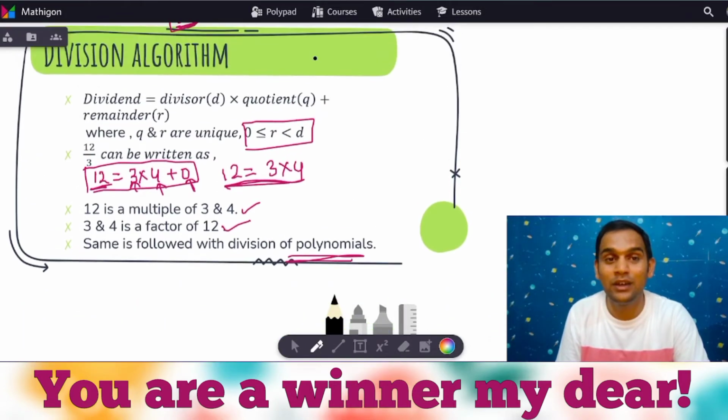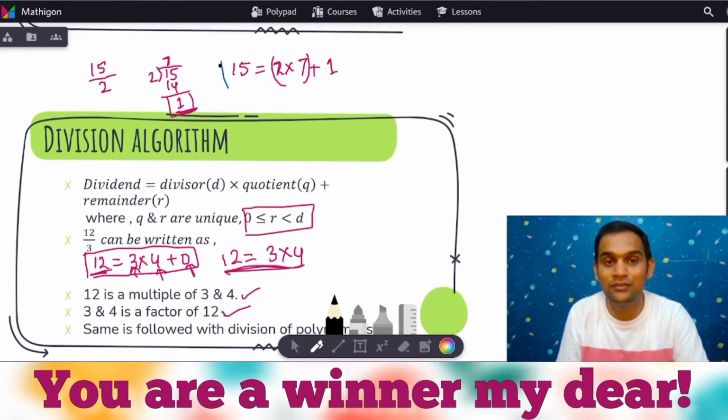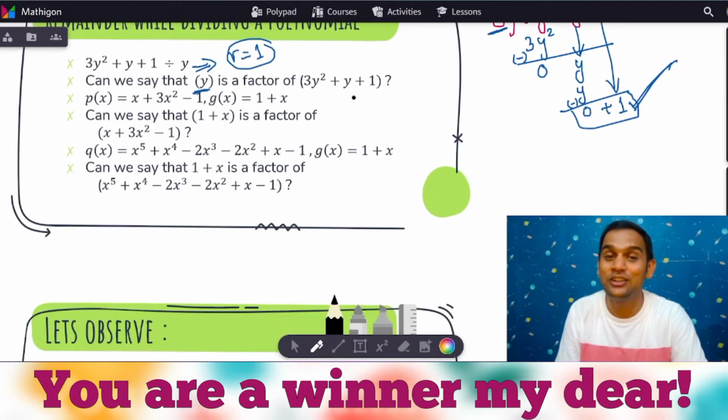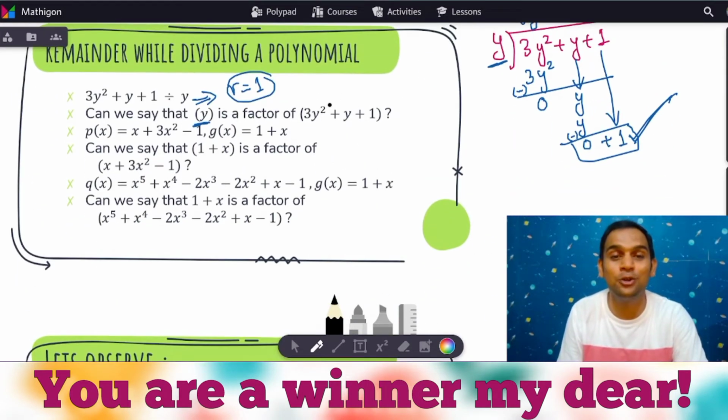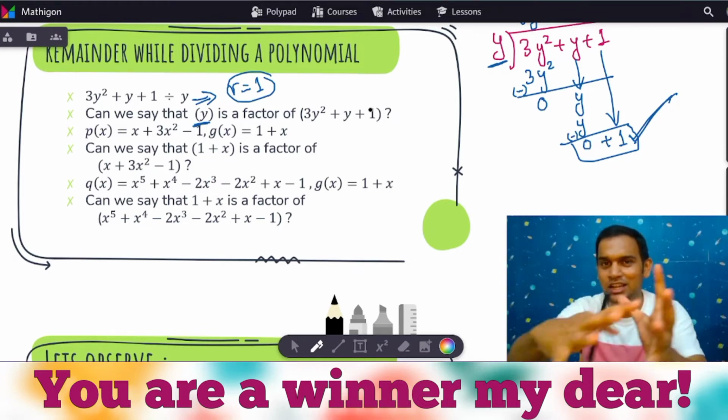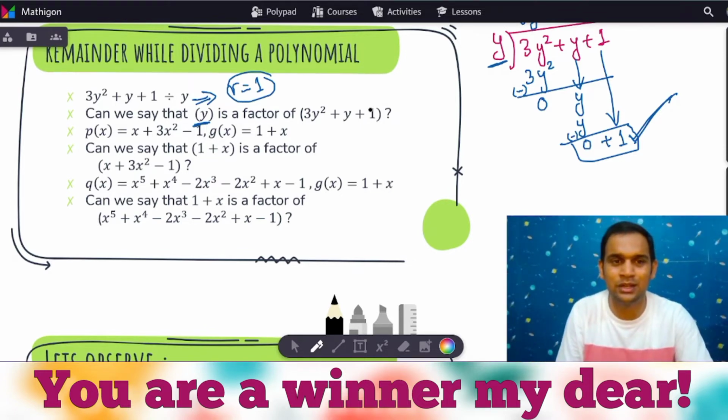Because to say that y is a factor, the remainder must have been 0, as we saw in this case, right? In the other case, which I took, 15 equals 2 times 7 plus 1, we never say that 2 is a factor of 15, because the remainder is 1. Similarly, since we have a non-zero remainder, y is not a factor of 3y square plus y plus 1. This is the second observation. Keep it in mind. We are collecting everything to bring out the theorem.